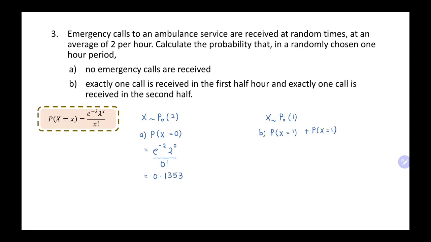Exactly 1 call is received in the first half hour, this one P(X = 1). And exactly 1 call is received in the second half, so plus P(X = 1). Kita pisahkan. Ini setengah jam yang pertama. Ini setengah jam yang kedua. Then we substitute the formula. We get e^(-1) 1^1 divided by 1 factorial. Then we plus with the same value. Then we solve. We get answer 0.3679. We plus with 0.3679. So equals to 0.7353.